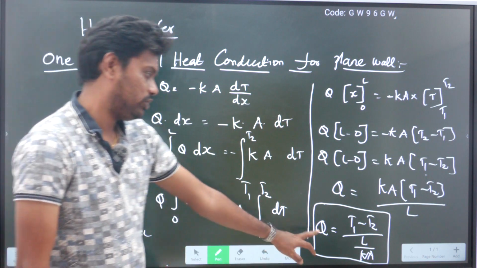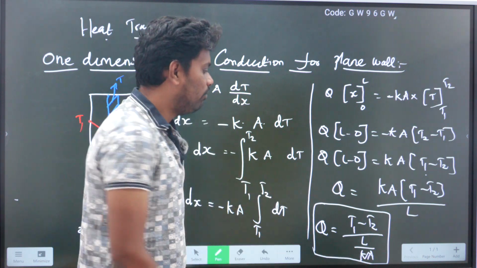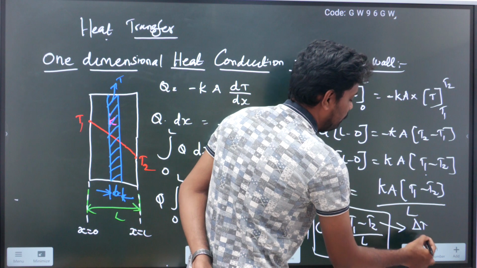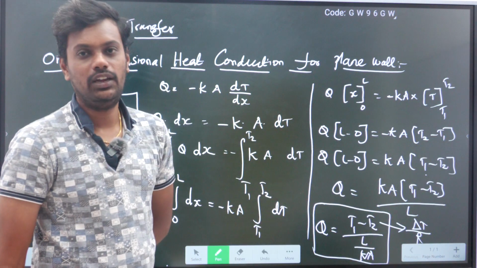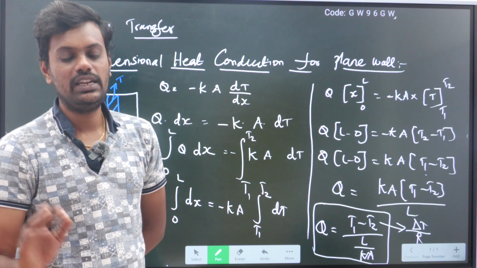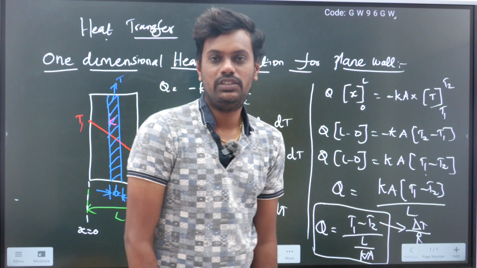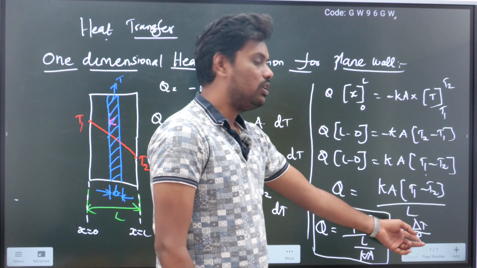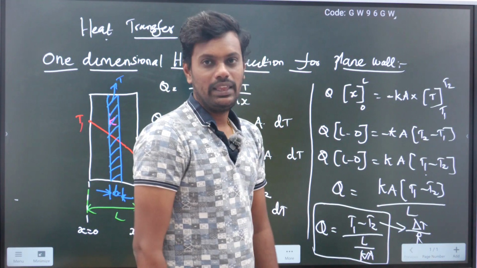This is an important equation. Q is equal to T1 minus T2 by L by Ka, where you can say T1 minus T2 is delta T, L by Ka is R. R is nothing but conductive resistance. This we will study in the next topic, that is R is equal to L by Ka, which is conductive resistance. I will explain in detail about what is R. R is nothing but thermal resistance. Okay, thermal resistance formula is L by Ka.